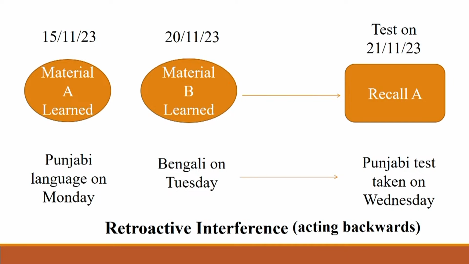Another example, which is also given in your book, is that there is a Punjabi language class on Monday. Then there is a Bengali language class on Tuesday, and on Wednesday I take a Punjabi test. So here the information that you received on Tuesday is going to impact your performance on Wednesday's test. So this is a similar example. The first example was with material, and the second one is with subjects. Here the retroactive interference is happening.